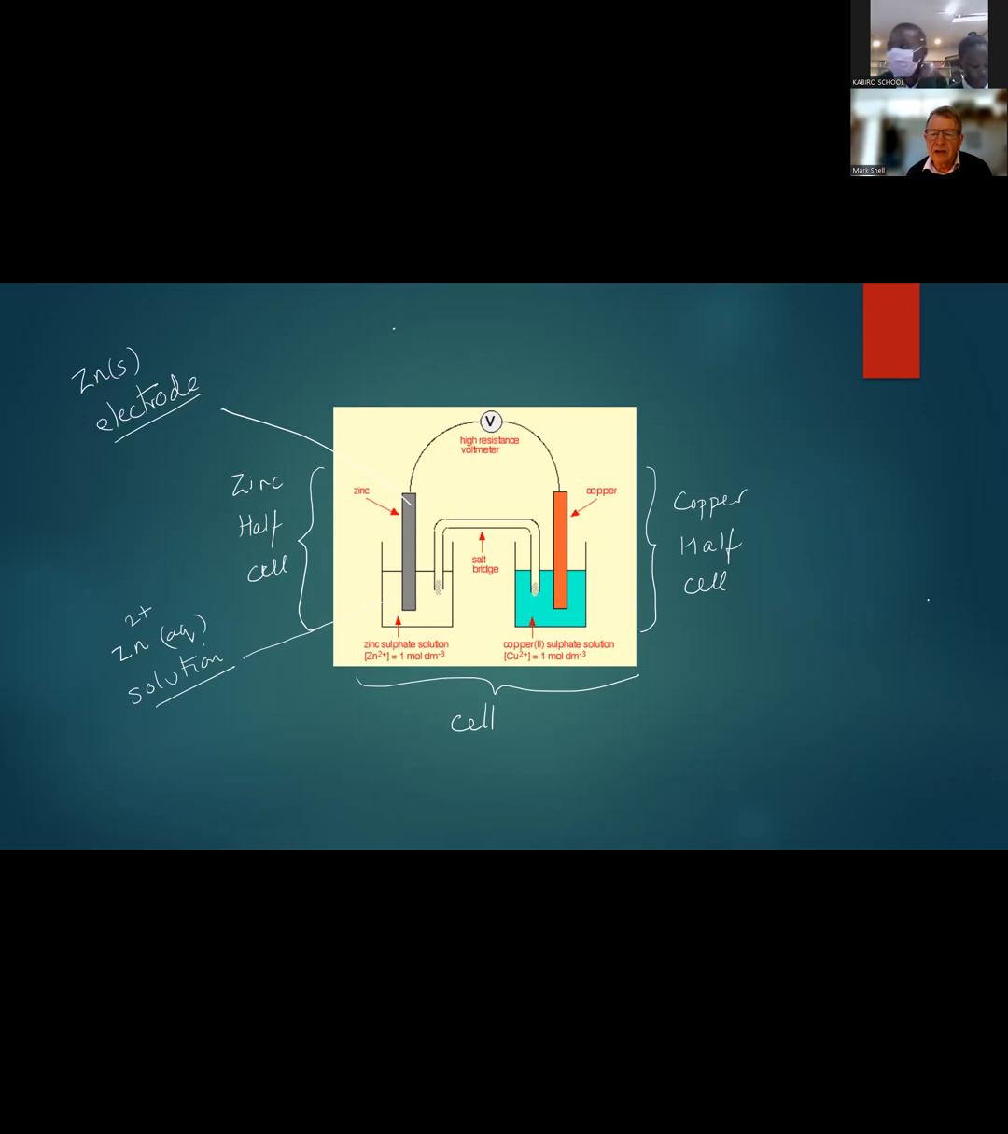On the other side, we have a Cu electrode and a Cu2+ (aq) solution. Now, what is important about that is I will now redraw this on the next slide. Okay, so here we go. I'm going to simplify it so you can draw it if you want to.